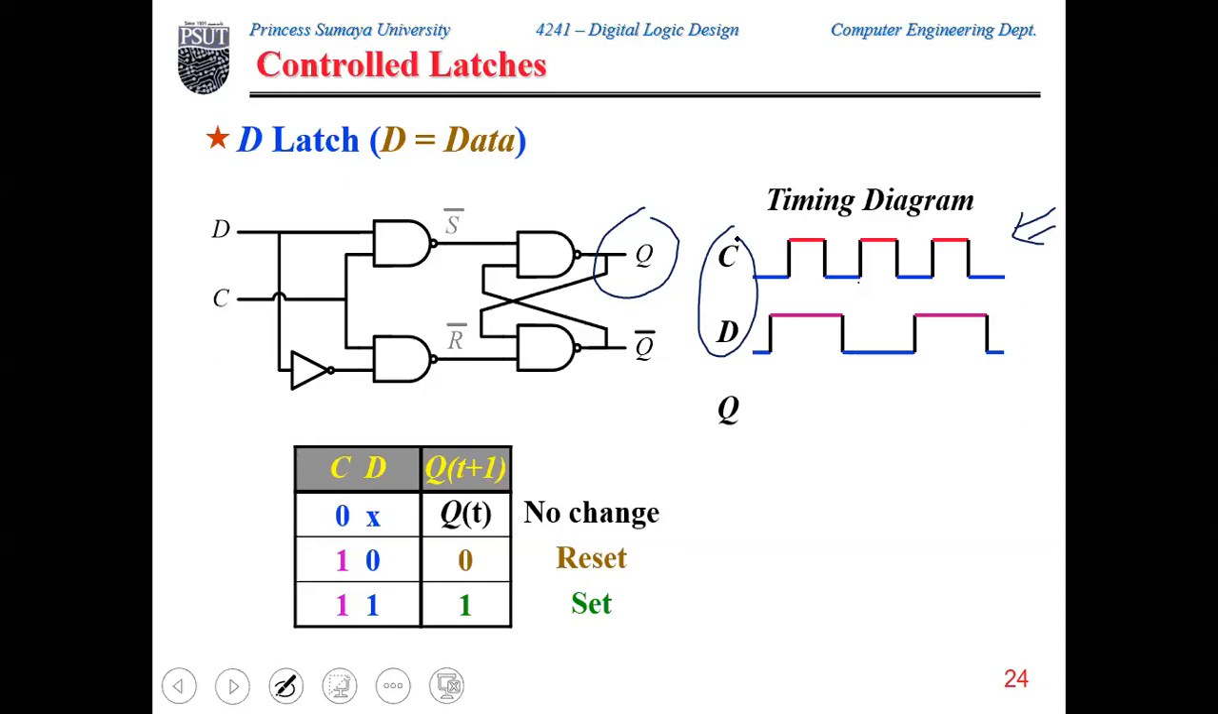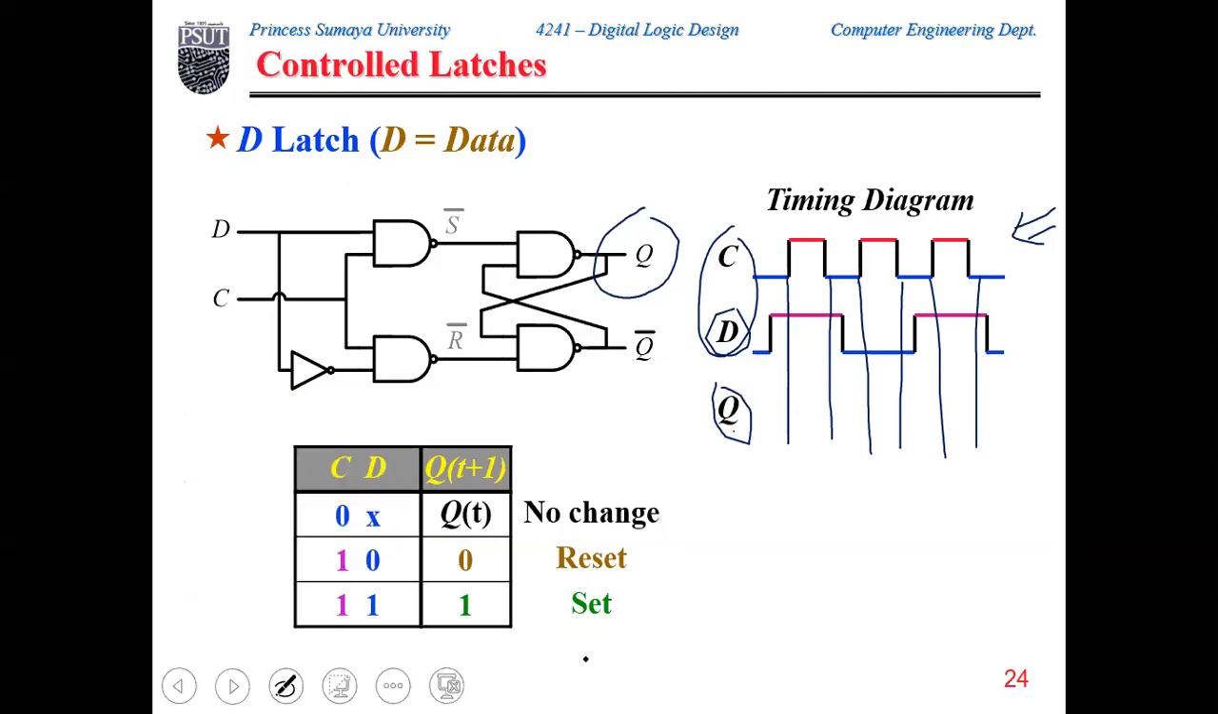Since this is a clocked latch, and effectively it is enabled when the clock is 1, we only need to look at D when the clock is 1. So we need to look during these periods of time only. During these times, D is allowed to affect Q. And essentially, how does D affect Q? Basically, Q follows D. Q is the same as D.